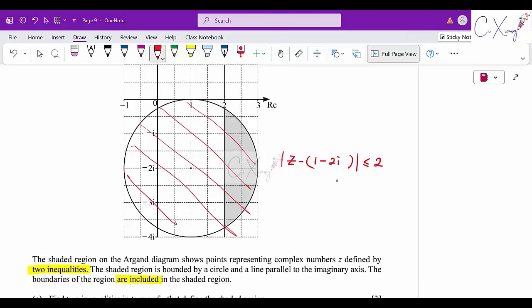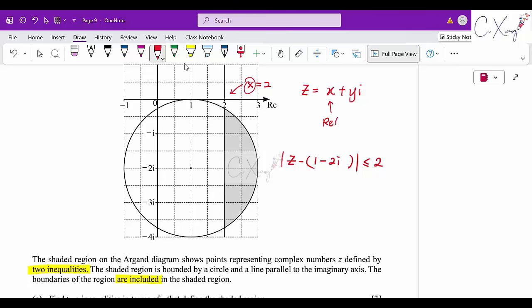Then how can I write out another inequality so that it is only restricted to this part, the shaded area? Have a look at this particular line here. It is actually x equals 2, the value of x equals 2. When we have a complex number, z equals x plus yi, the x here will be the real part of z. So for this question, the real part of z should be greater than or equal to 2. If you combine these two inequalities together, the final area that we shape is what they give us here.